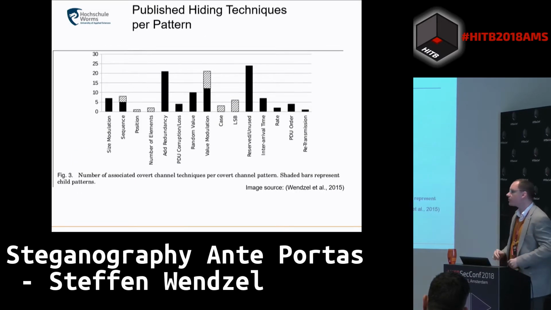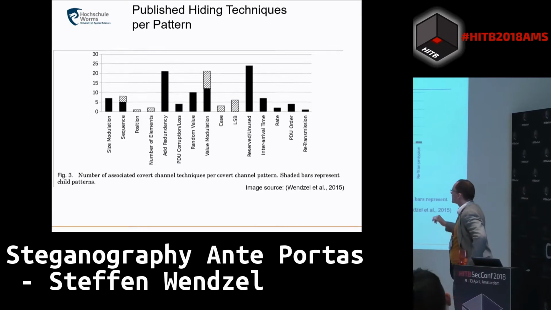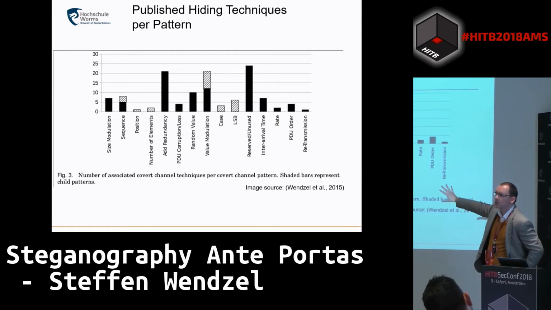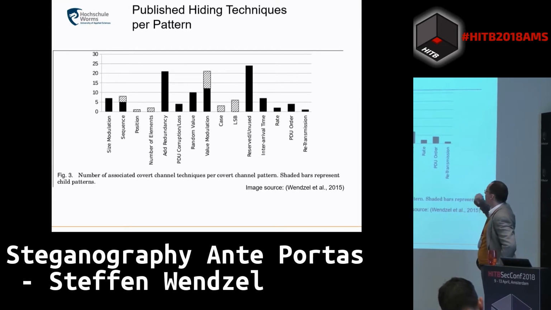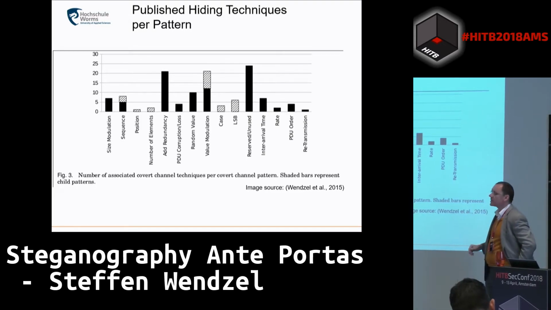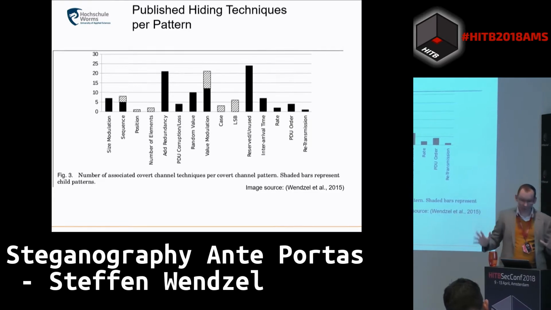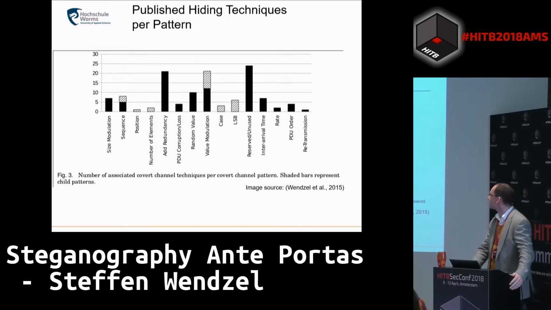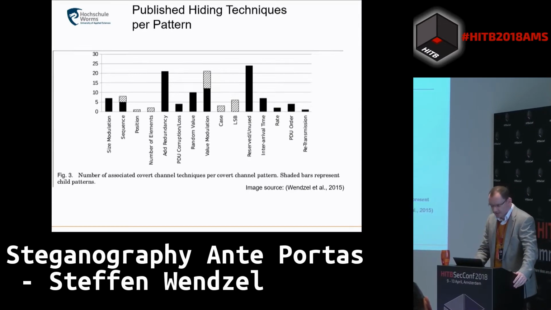Looking at what was published so far, we can see that some patterns dominate, while others were almost not used. The reserved unused pattern, value modulation, and redundancy pattern were used the most. While, for instance, the retransmission pattern, we had 2 or 3 examples that we found.